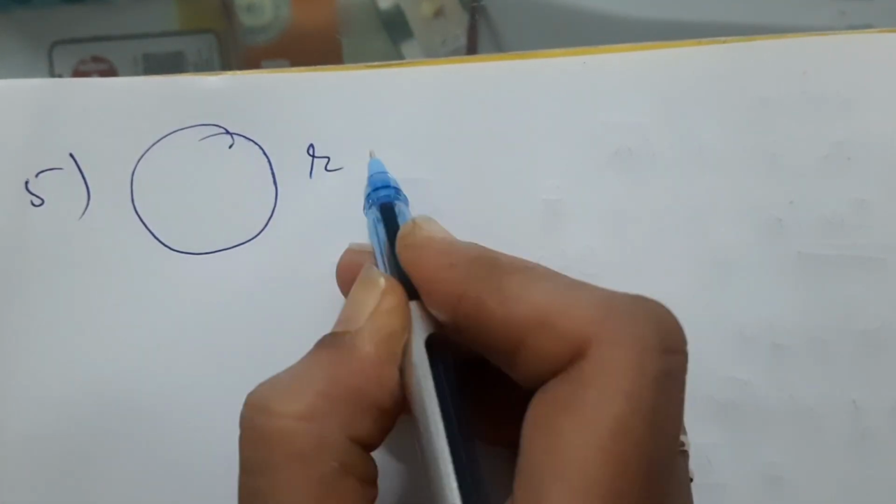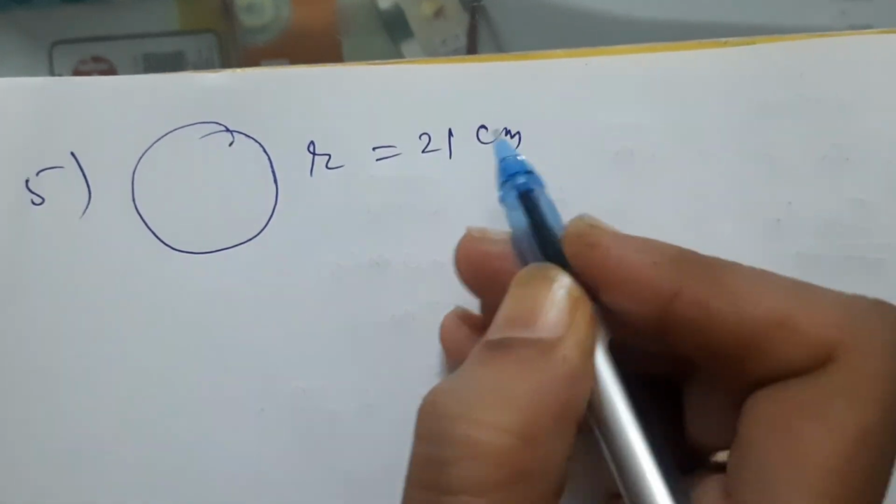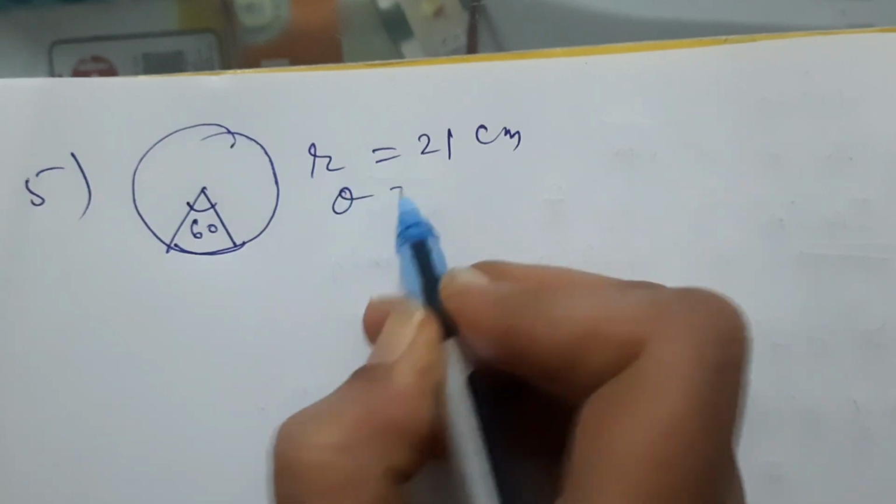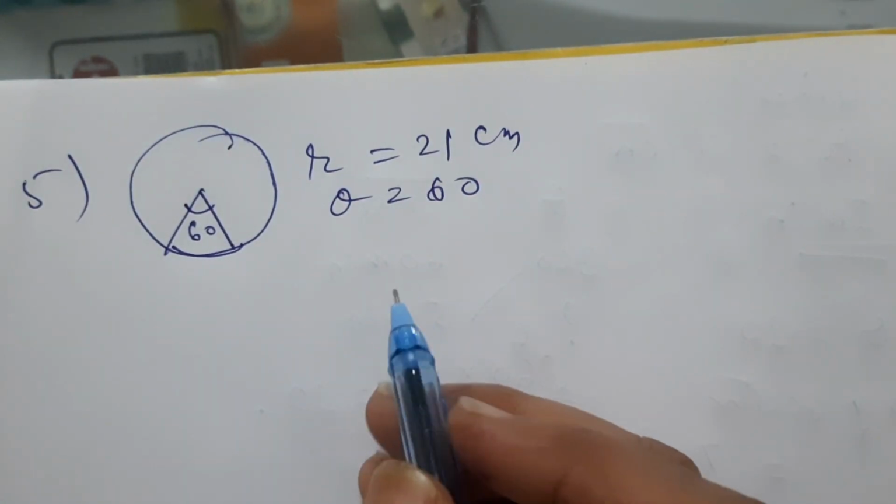Question number 5. We need to find length of arc, area of sector, area of segment formed by the corresponding chord. So it's given circle with radius 21. Arc subtends an angle 60. So here theta is given 60. We need to find length of arc.